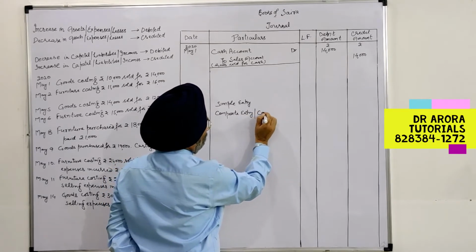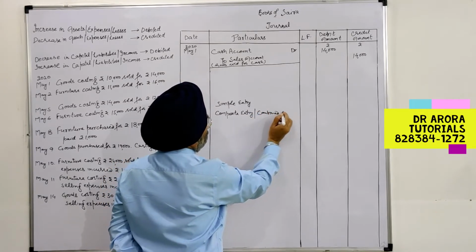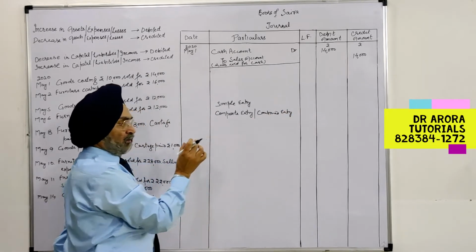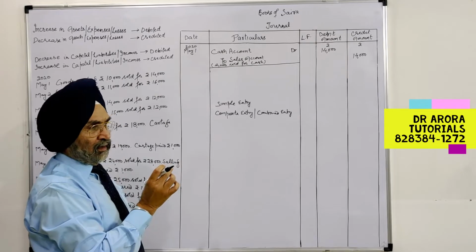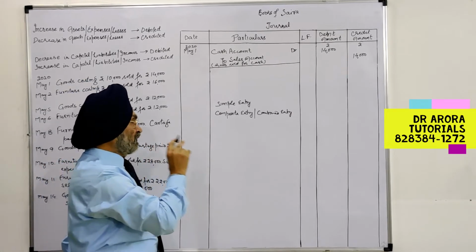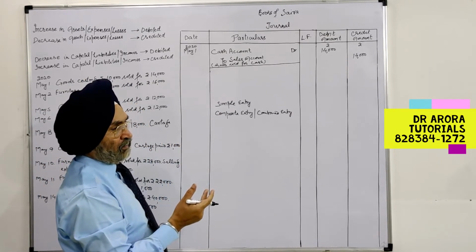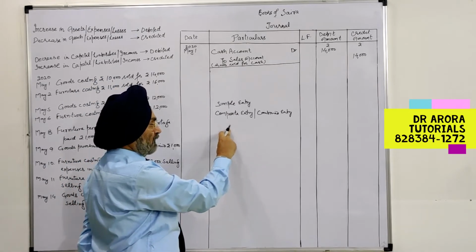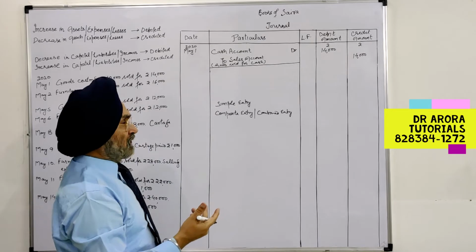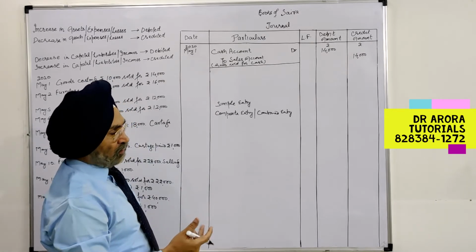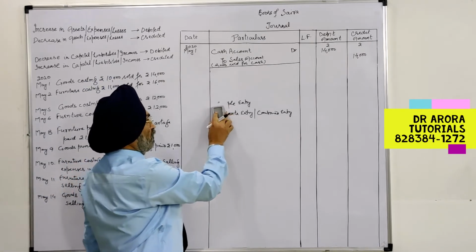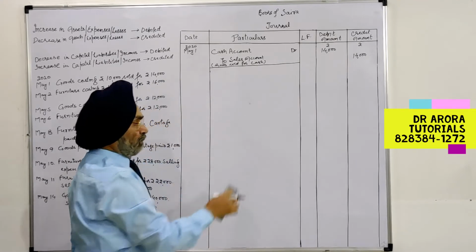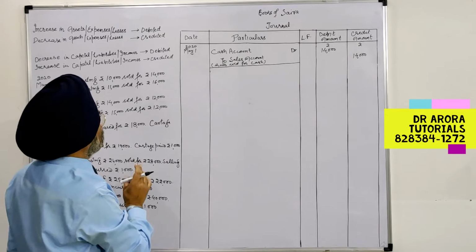In a composite entry or combined entry, more than one account will be debited or more than one account will be credited. So two accounts debit, one account credit, or one account debit, two accounts credit, that is called a combined entry. So more than one account to be debited or more than one account to be credited. That composite entry, we will see how that is passed.